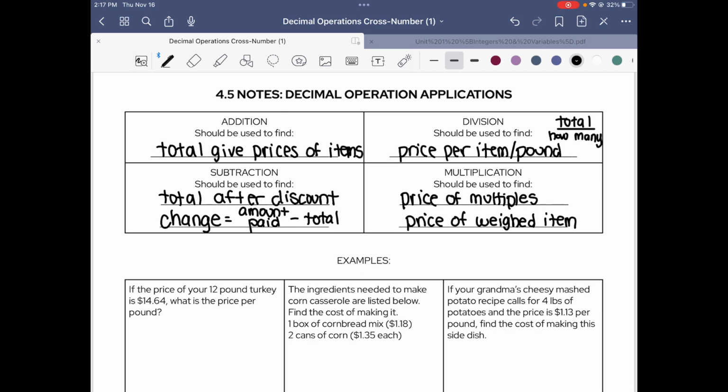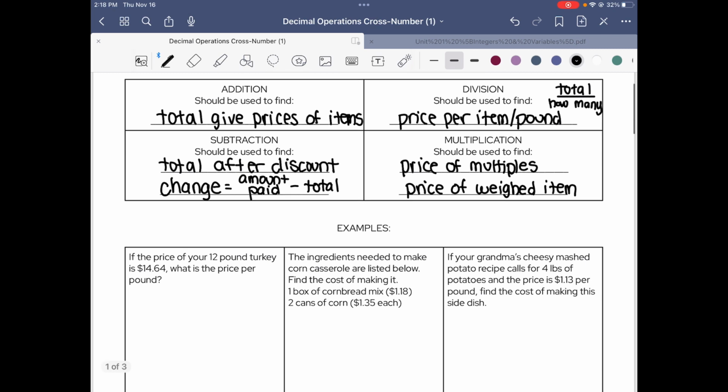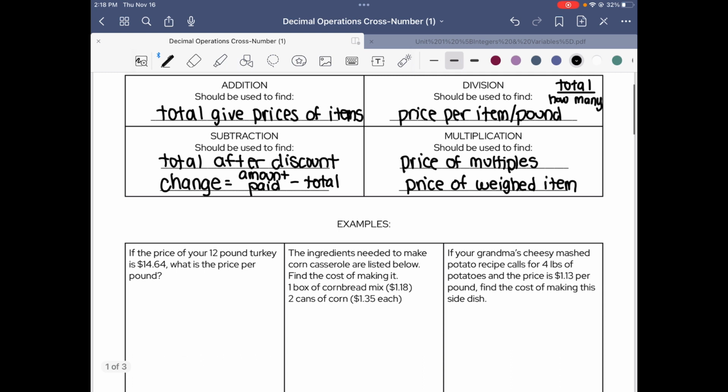Okay, I'm going to keep referring back to that table. I'm going to leave it at the top. And go ahead and read the first word problem out loud. If the price of your 12-pound turkey is $14.64, what is the price per pound?